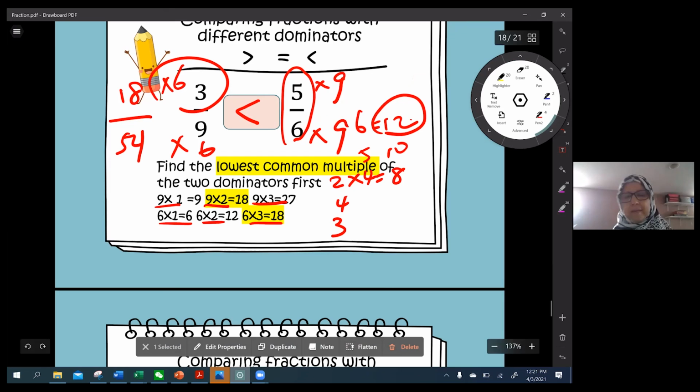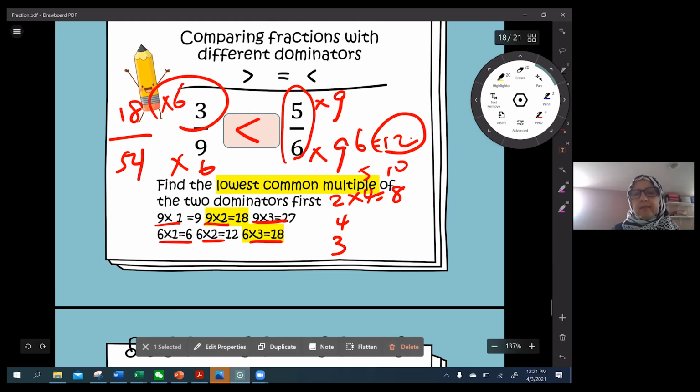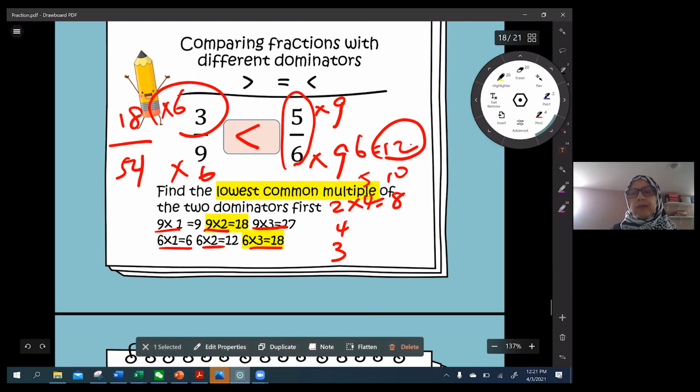Okay, 4 times 2 first, right? 8. I saw 8. Should I use 8? But there's a 3 though. Do you see 3 here? But 8 is not a multiple of 3. So should we use 12? Yes, we have to use 12. 4 times 3 is 12, right?